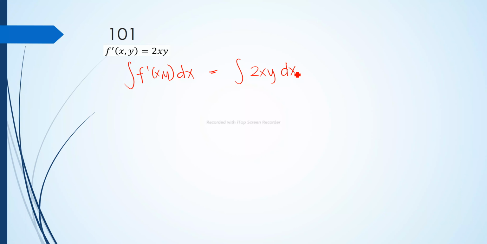Now, what are we going to do with this one? We have the x and the y. How are we going to integrate this function? The first thing is to look at the variable of integration. The variable of integration is with respect to x. So what will happen to our y? Our y will be considered as a constant.